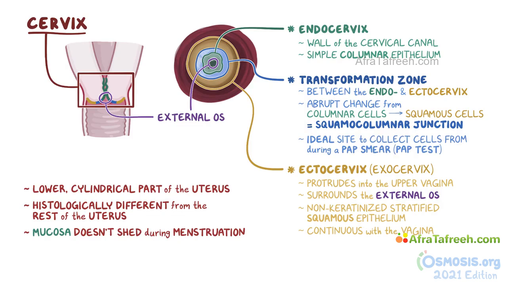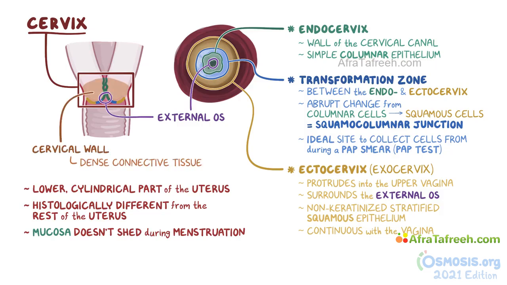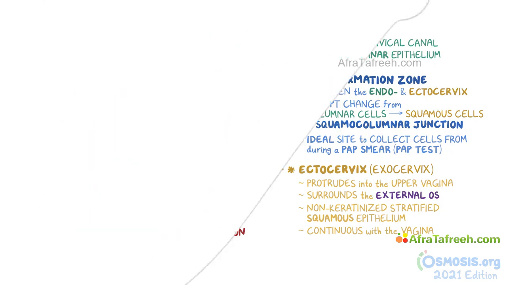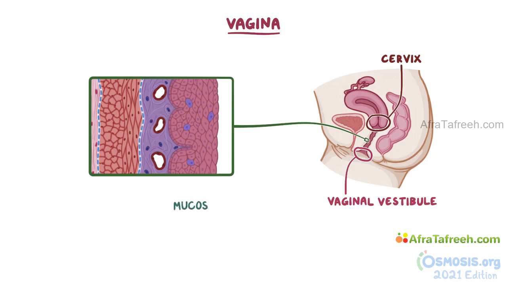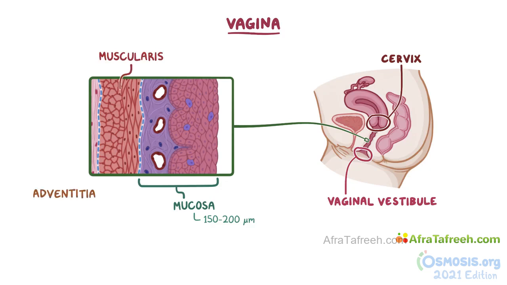Underneath all regions of the cervical mucosa is a thick cervical wall that consists of dense connective tissue. Unlike the uterus, it only has a small amount of smooth muscle present. The vagina connects the cervix to the external opening of the vagina called the vaginal vestibule. The wall of the vagina doesn't contain glands and is composed of three main layers: the inner mucosa, which is typically about 150 to 200 micrometers in adults, a muscular layer called the muscularis, and an adventitia of connective tissue. The adventitia also contains a large amount of elastic fibers, which allow the vaginal wall to be both strong and flexible, which is particularly beneficial during childbirth.